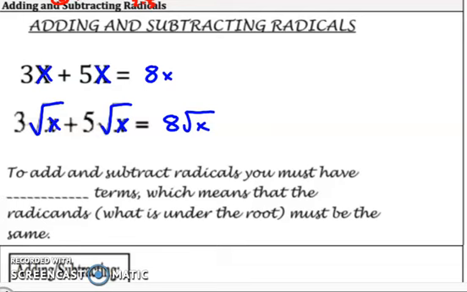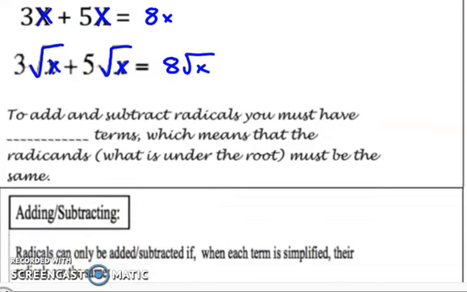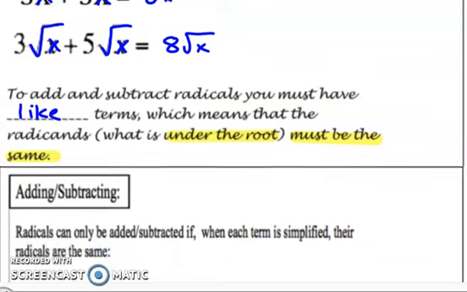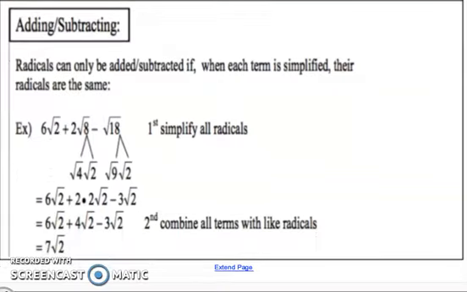So it says to add and subtract radicals, you must have, and I'm just going to write like terms in here. Okay, just like we've said before, which means that the radicands must be the same. So the stuff under the square root must be the same. They have to be the same under the root. If they're not the same under the square root, we'll do some more examples in a minute. If they're not the same radical, then you're not able to add them together.